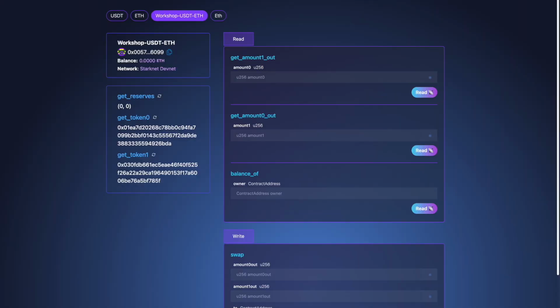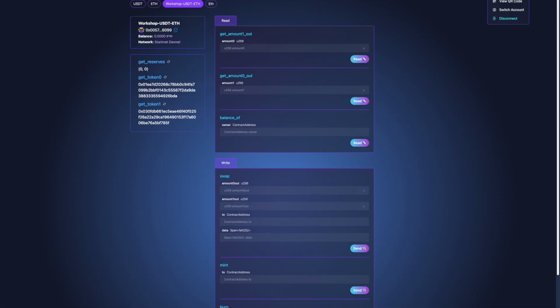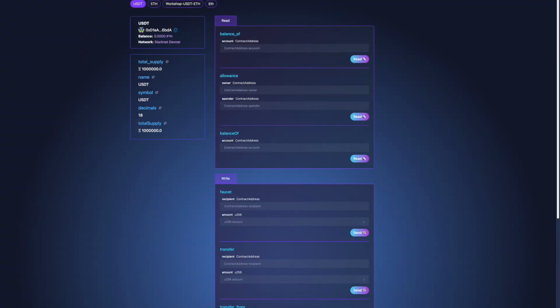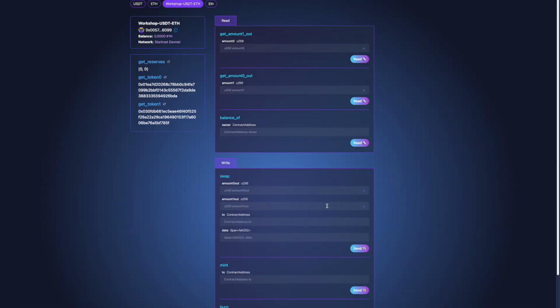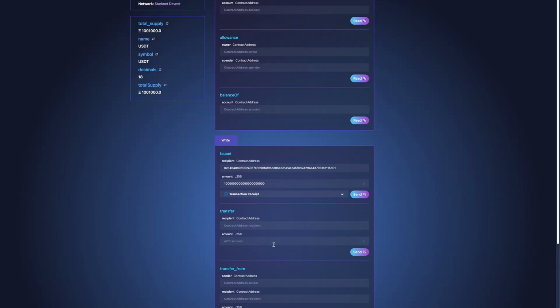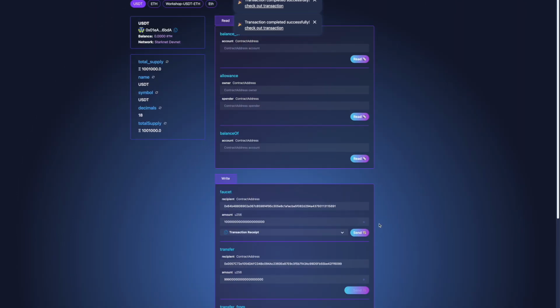All right, now let's take a look here. First of all, I'm gonna connect my wallet here. I'm gonna mint myself a few USDT. So I'm gonna do, let's say 1,000, and then I'm gonna also transfer to this pair address. I'm gonna copy this pair address and put it in here. I'm passing 1,000 USDT to the pair, and now I'm going to pass 1 ETH to the pair.